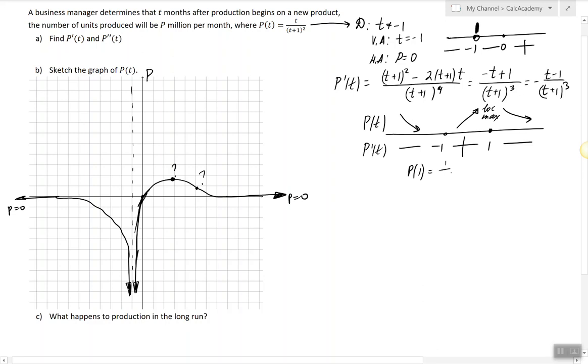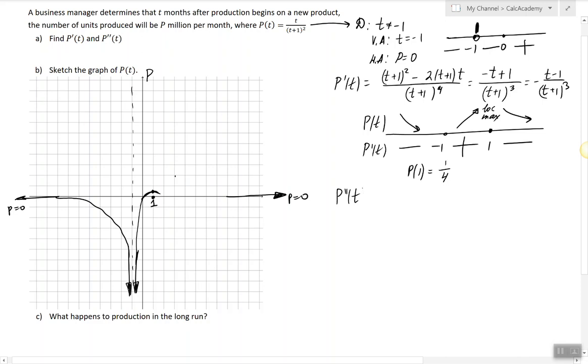Now, to improve the accuracy of the graph, we would evaluate the function at 1. So p of 1 is equal to 1/4. So to improve that part of the graph, we are going to find 1 on the x-axis and graph 1/4. So it means the function gets up to 1/4 at 1, and that's the local max. And then it turns around and approaches the horizontal asymptote at the x-axis.